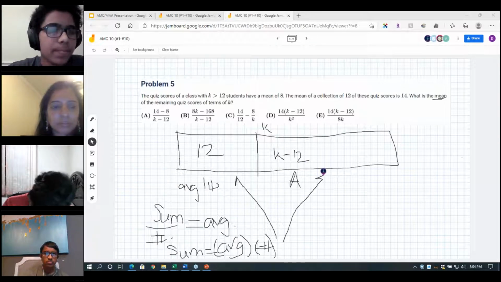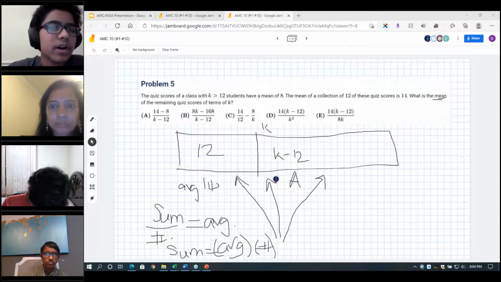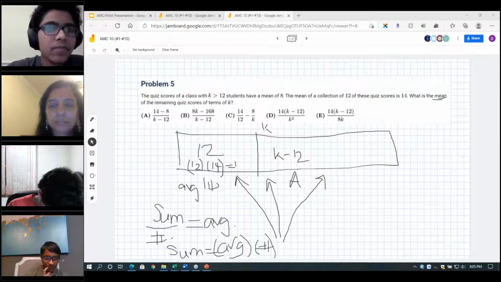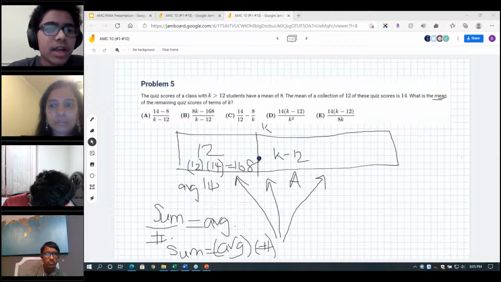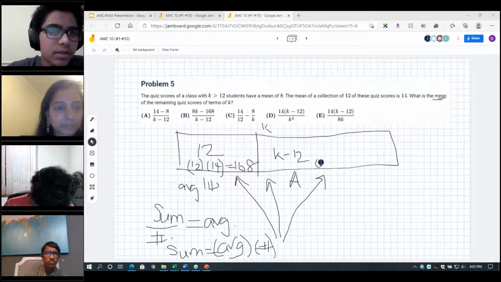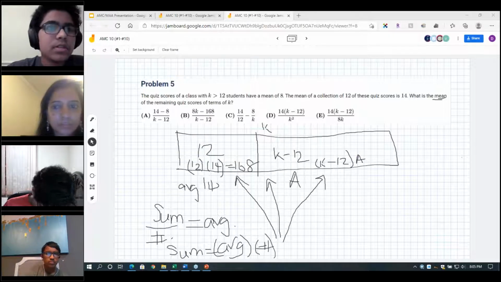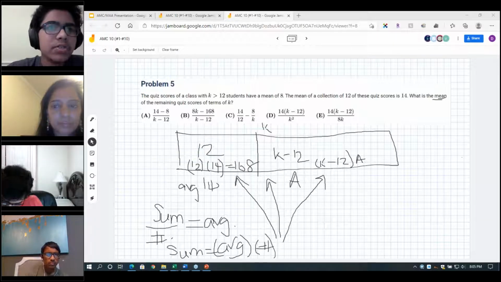For the first one, since there are 12 quiz scores and the average is 14, our sum is going to be 12 times 14, which is 168. For our second one, there are K minus 12 quiz scores, and the average we're going to find out. We're going to call that A. So the sum of these scores is K minus 12 times A, and for all of them, there are K quiz scores and a mean of 8.